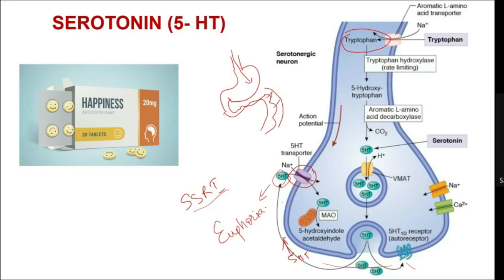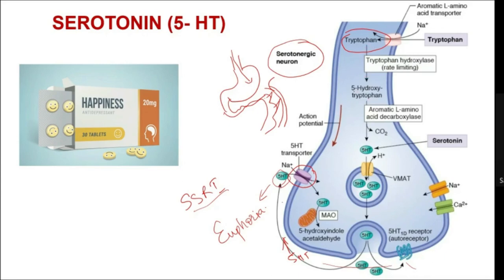So what is happening? The nutrients are taken into the system. They go to the systemic circulation, and I have tryptophan present in my ECF, in my systemic circulation. Now, this tryptophan has a receptor here, which is going to bind along with sodium, and there will be a transport of tryptophan inside the serotonergic neuron. We are talking about a neuron which is serotonergic, meaning it is going to synthesize serotonin.